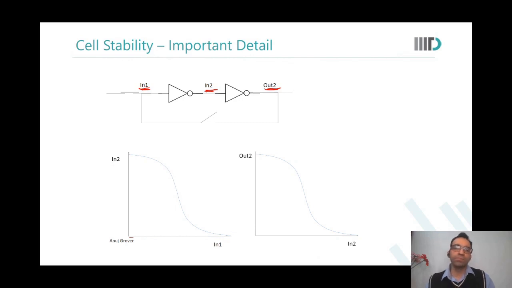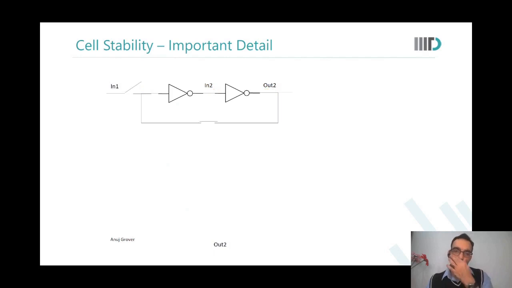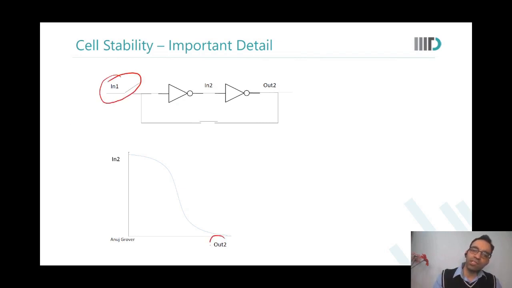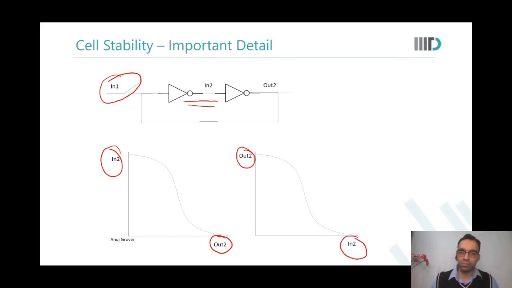Okay. So we say memory cell, we have to find the stability of a memory cell. In a memory cell, these 2 inverters are connected back to back. So what we do is we close the switch. As soon as we close the switch, in 1 is no longer connected. However, that in 1 is replaced by out 2. So as out 2 rises, in 2 falls. The other curve was already between out 2 and in 2. Now realize that for this circuit, we're talking about 2 curves that relate out 2 and in 2.